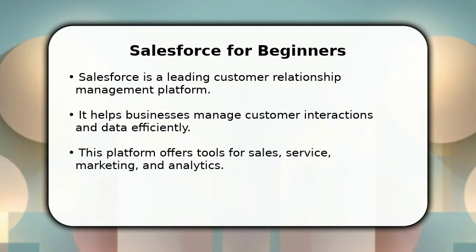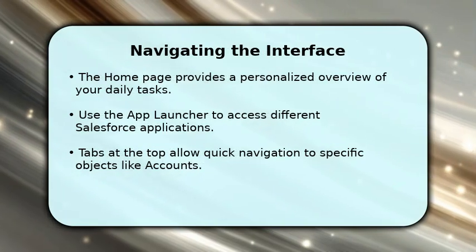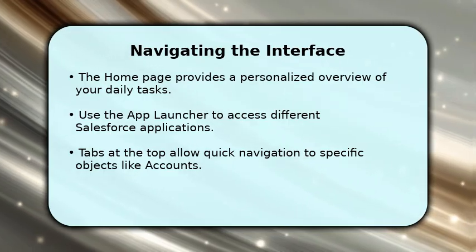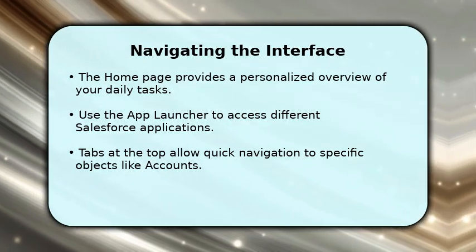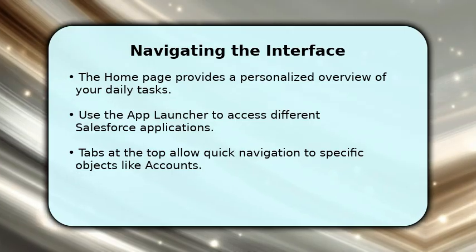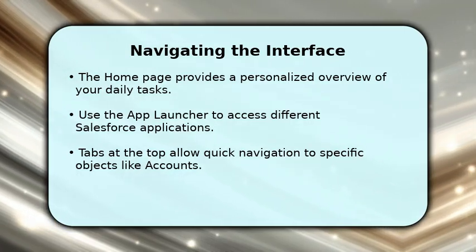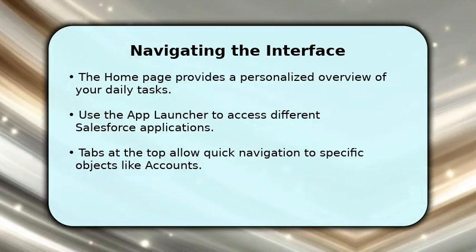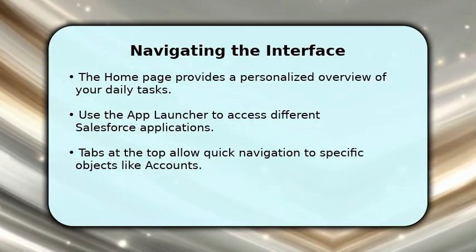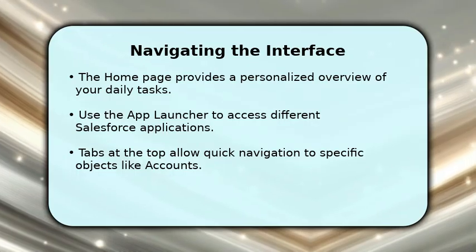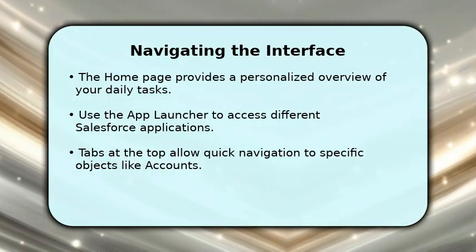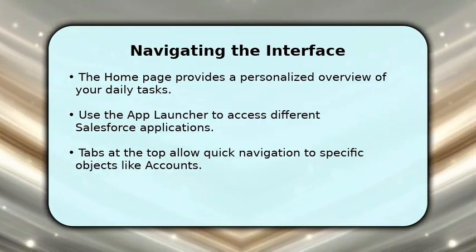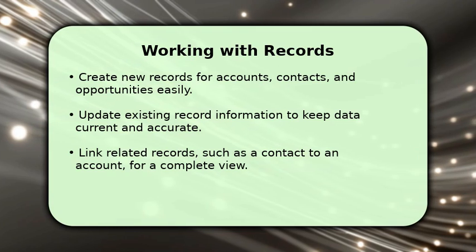Once you log in, you'll see the home page, which is your personalized dashboard. To move between different areas, use the app launcher, often found in the top left corner, to switch between applications like Sales or Service Cloud. The navigation bar at the top features tabs for key objects such as accounts, contacts, and opportunities. You can also use the powerful global search bar to find any record across the entire platform in just a few seconds.